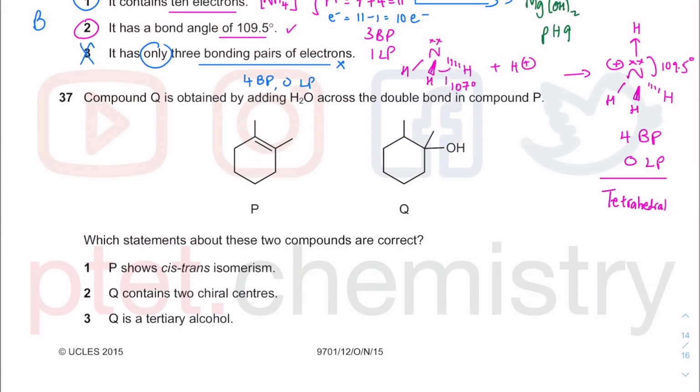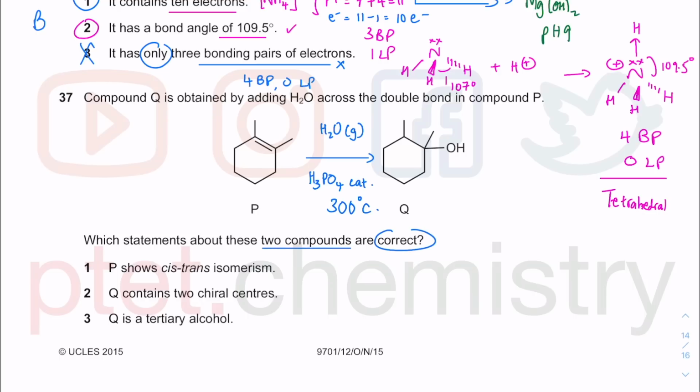Question 37. So we get compound Q by adding H2O across a double bond. As you know, you're doing electrophilic addition. This is not a normal H2O. This has to be steam, and it has to be done in the presence of like H3PO4 catalyst, and it has to be done at very high temperature as well, 300 degrees Celsius. So which statement about these 2 compounds are correct?